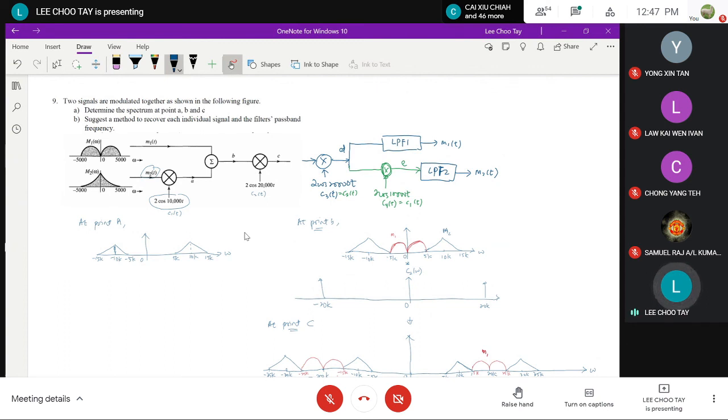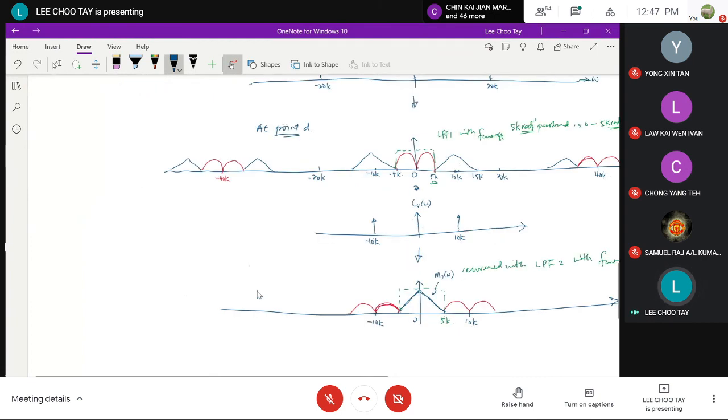Of course, the question just says, suggest a method to recover each individual signal. So it's very easy. You just suggest like this. But how to prove that the method that you suggest actually works? So you need to actually work out the spectrum, which is at the bottom. Have you done already? Not yet. Let me know when you're done. Done. Okay, so that would be this part here.